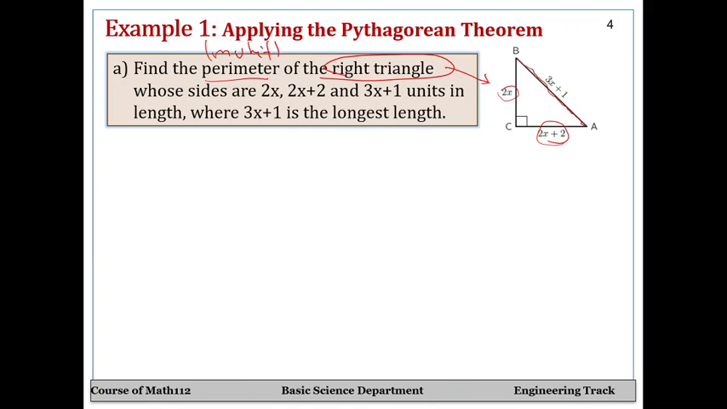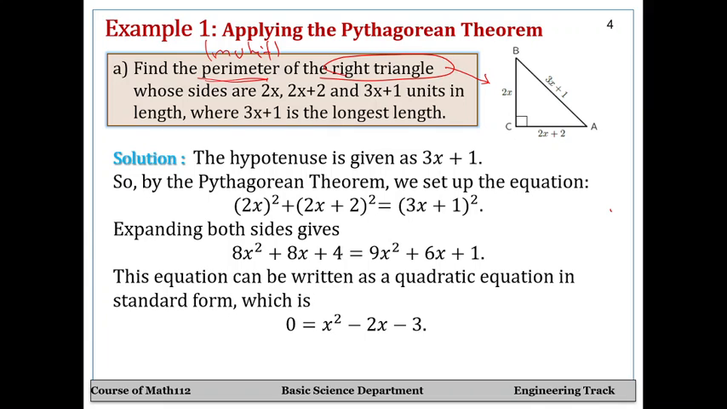And we set up the Pythagorean theorem. We want to find the perimeter. So perimeter means we will find each side and then add the lengths. So the perimeter will be the length of BC plus CA plus AB. So in order to do it, we have to find x first, and to find x, we have to set up the Pythagorean theorem.